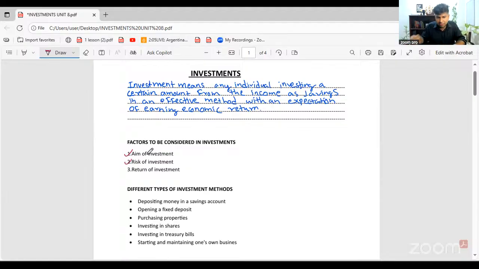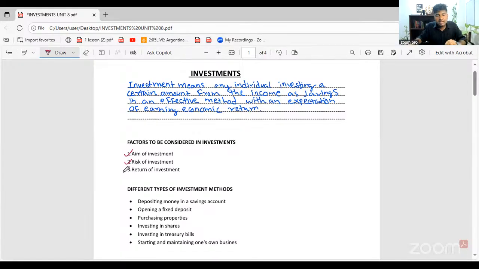Number two, you should consider the risk. Sometimes, when you invest money in a company share, if the company makes a loss, you will not get a dividend. You will not get a profit. So there is a risk. When you are investing your money, you should understand that in this investment method, there is a risk associated with it. You need to understand the risk. Did you all understand? Number two.